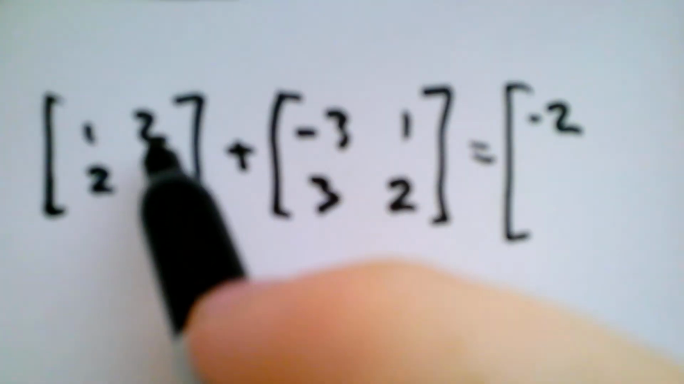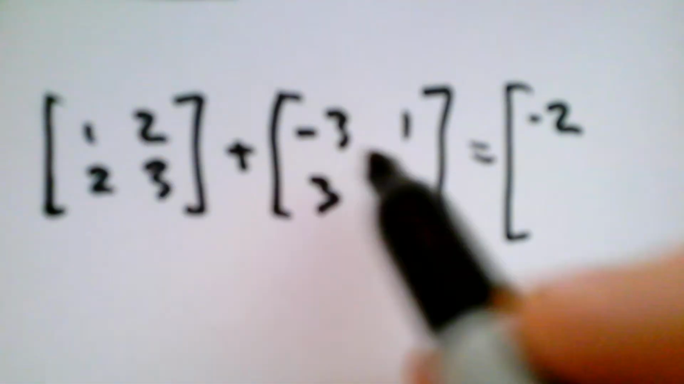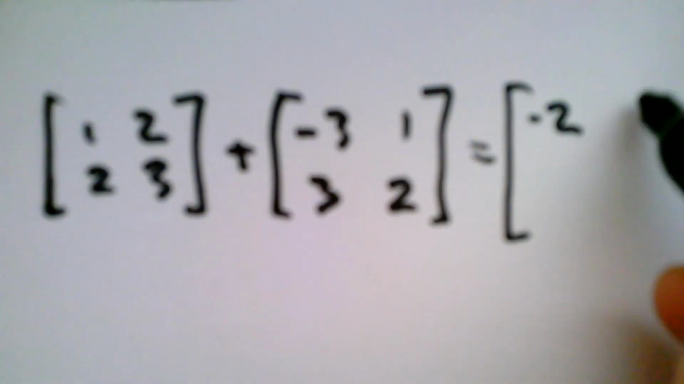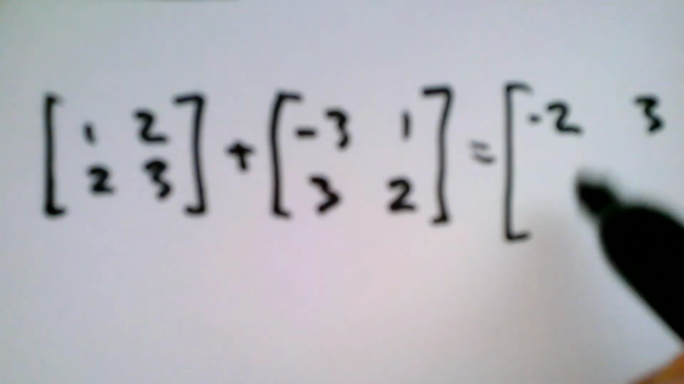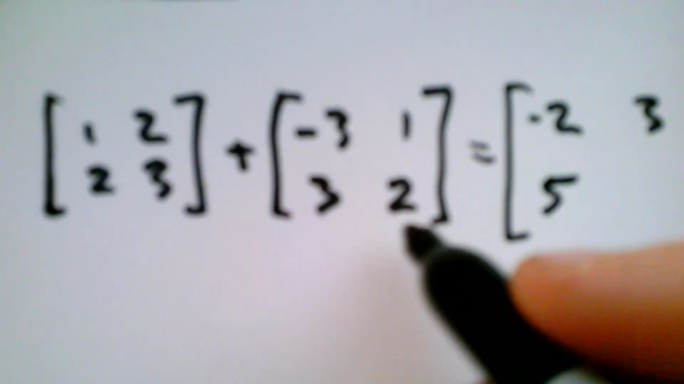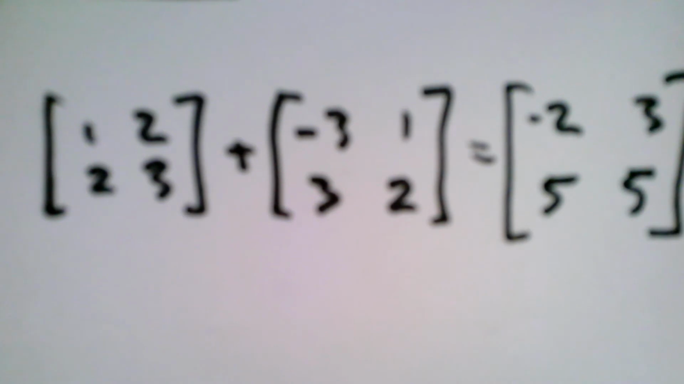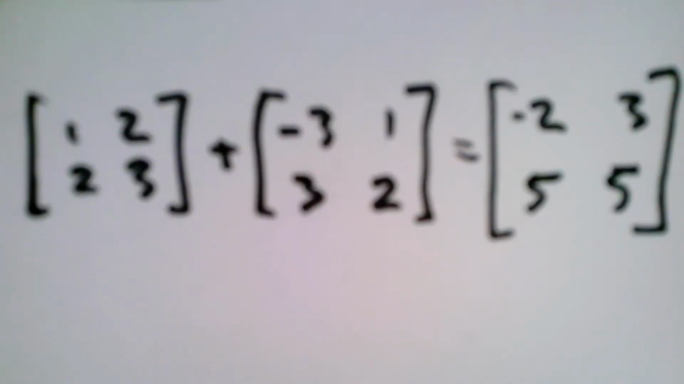You do the same thing. This is the 1, 2 entry. This is the 1, 2 entry. So 2 plus 1 is 3. 2 plus 3 is 5. 3 plus 2 is also 5. So this is how you add matrices. And the bigger they are, the longer it takes, but it's not that much different from regular addition of regular numbers.